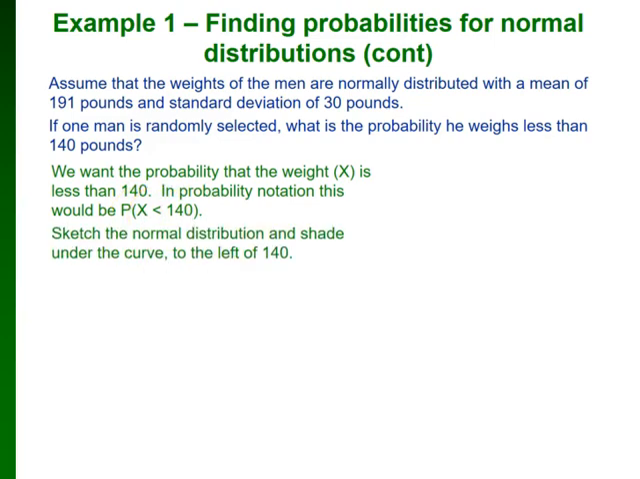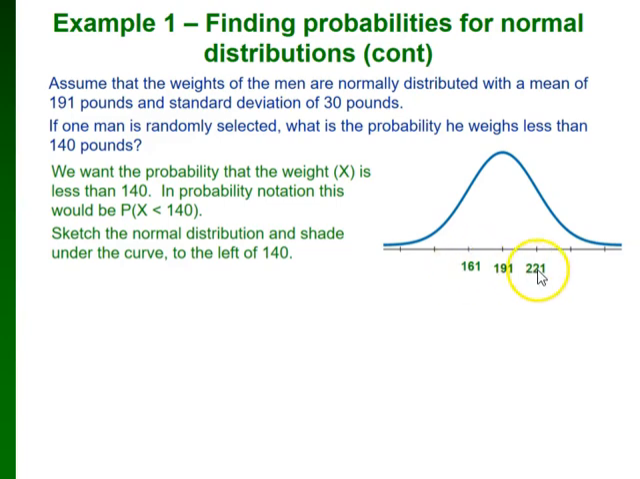What we want to do is sketch our normal distribution and shade under the curve to the left of 140. When we draw in our normal distribution, we want to mark where the mean is because that's going to be right in the middle. The mean is going to be at 191. Here's our mean at 191. We could go up or down by several standard deviations if we want to. This would be the numbers for going up or down by 1 standard deviation.